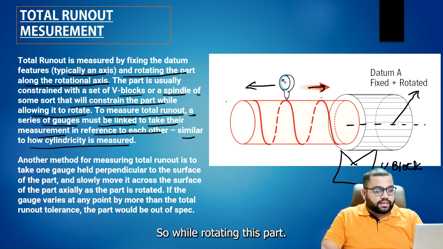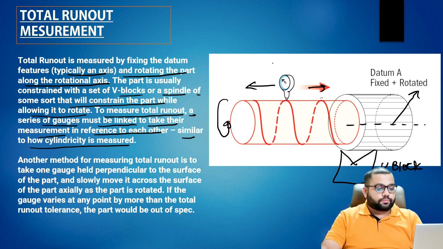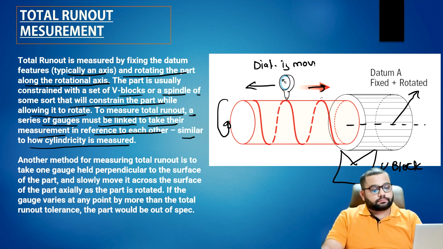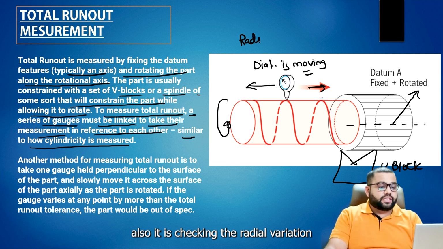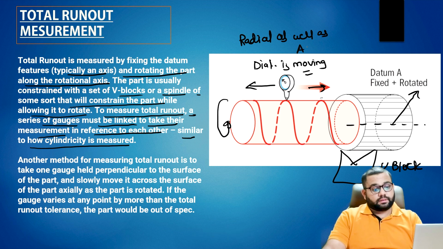So while rotating this part, the dial indicator is moving. While the dial indicator is moving, it is checking the radial variation as well as the axial variation.